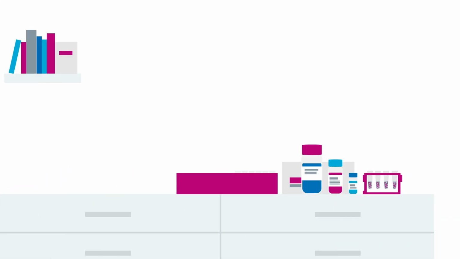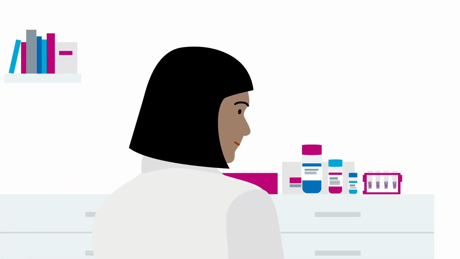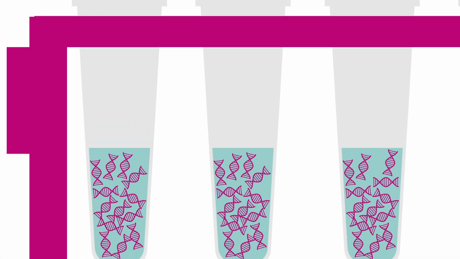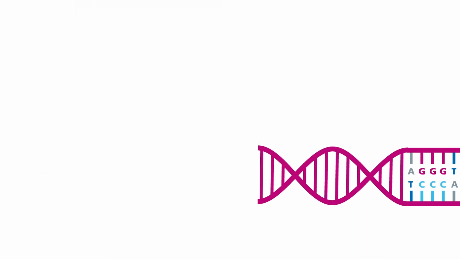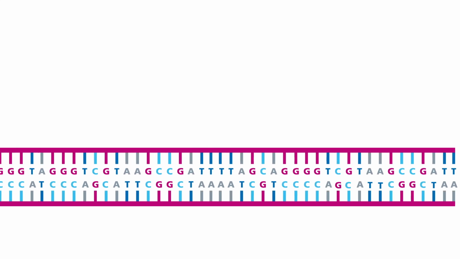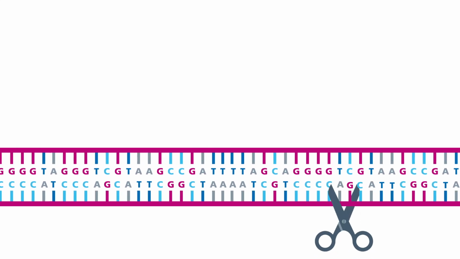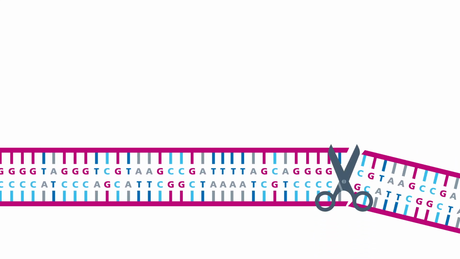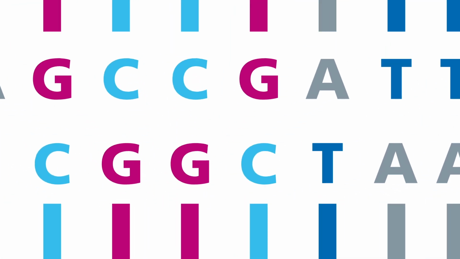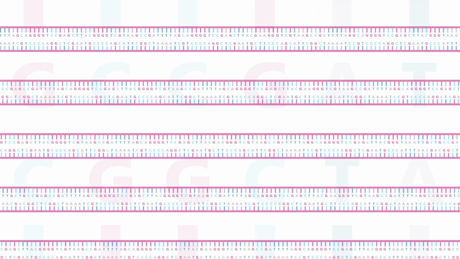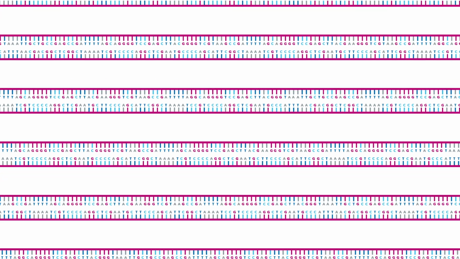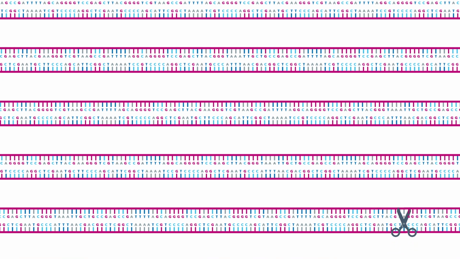Technicians then perform a series of steps called library preparation to get the DNA ready for sequencing. This includes breaking the DNA up into fragments as short as 150 chemical bases, represented by the letters A, T, C, and G, or as long as 100,000, depending on the technology used.